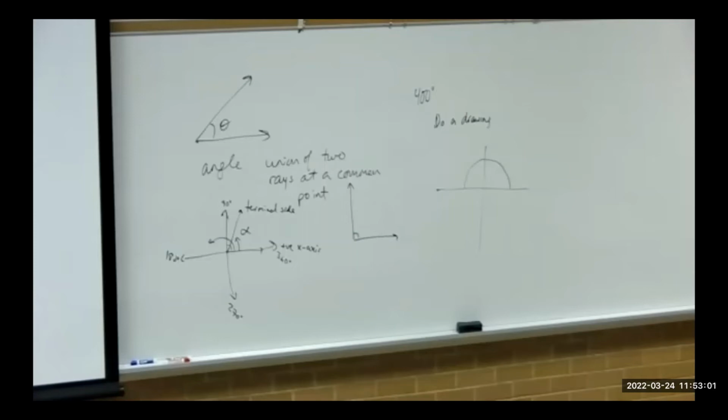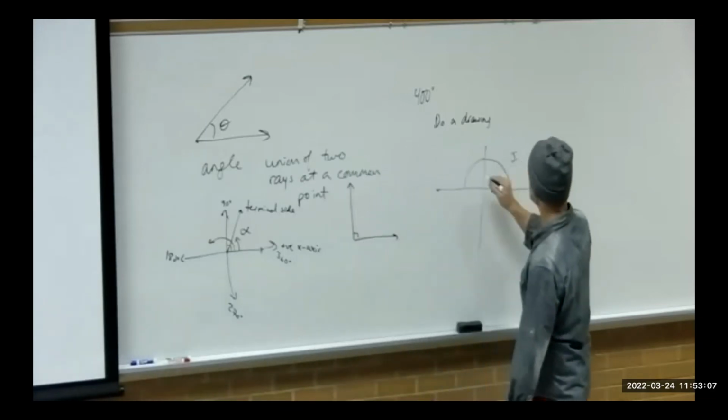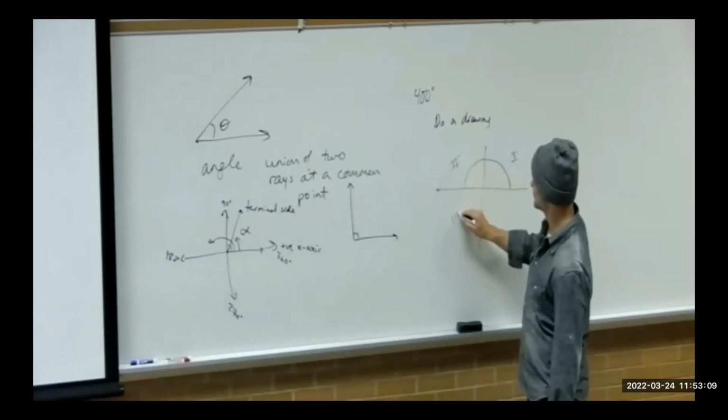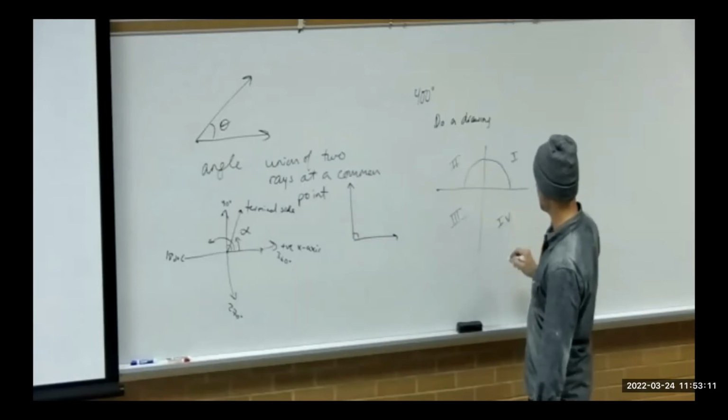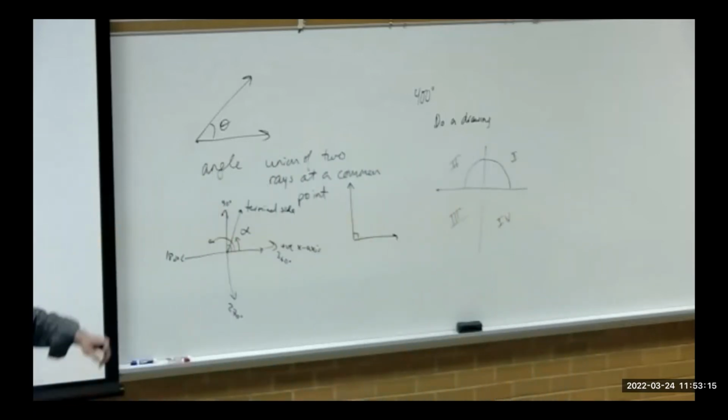Now, to help you answer the question, I'm going to give you some terminology. This is called quadrant 1. This is called quadrant 2. This is called quadrant 3. And this is called quadrant 4. Where did we end up? 1, 2, 3, or 4? Where do you think we ended up? I ended up in 1. Ended up in 1. Perfect.